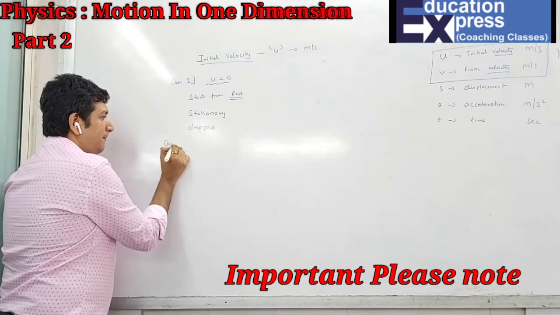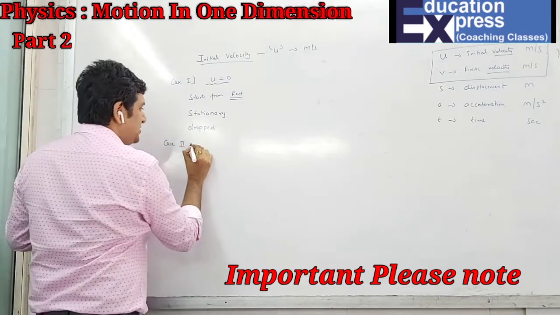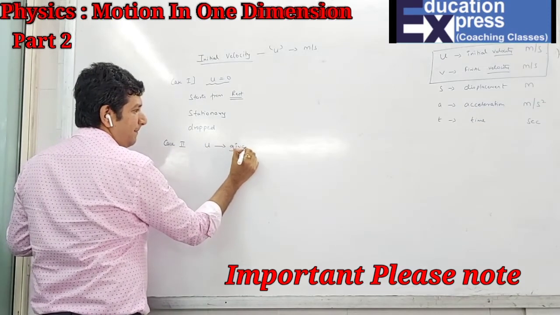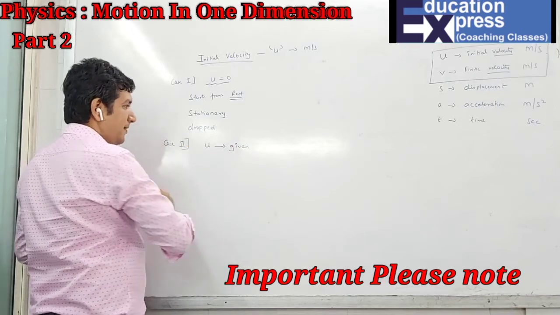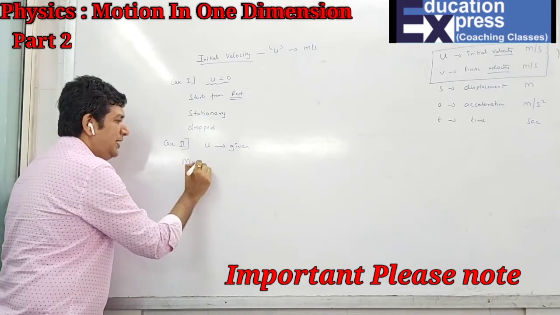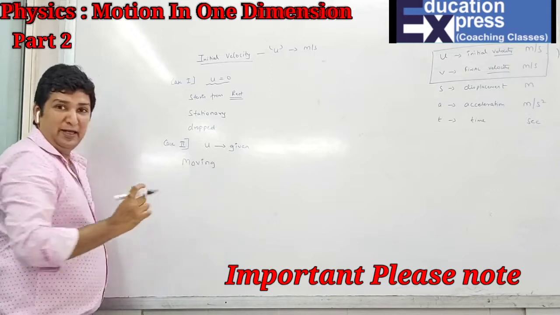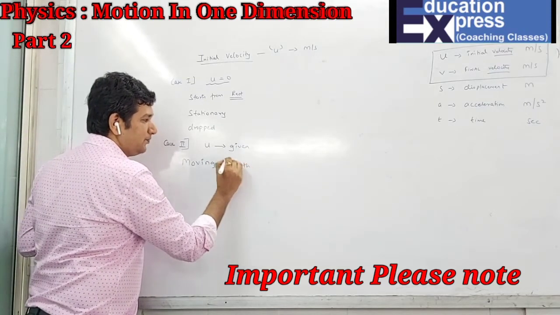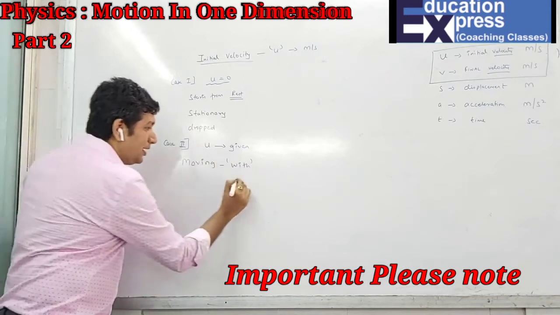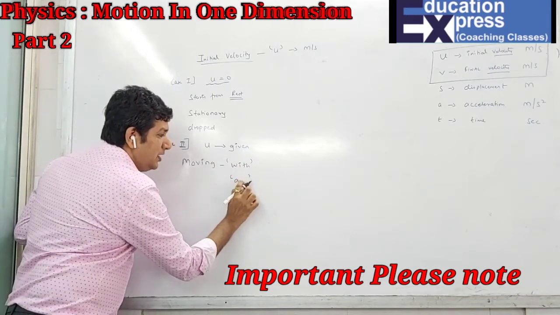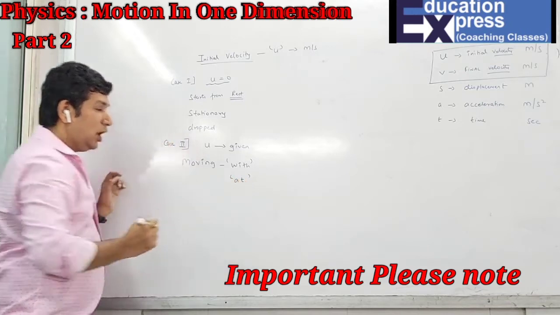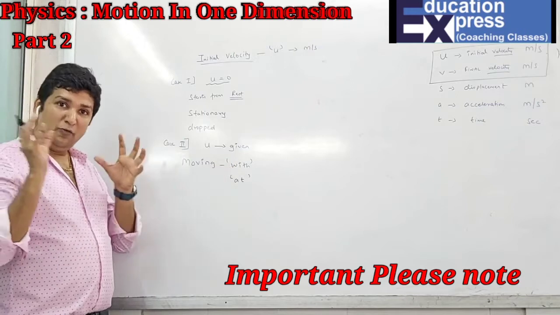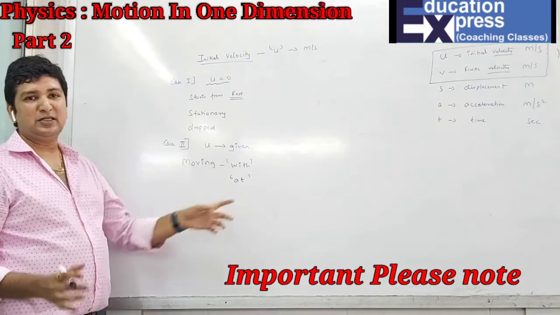Case 2: in what case can you say that initial velocity is given? When they say that the body is moving, and along with moving, they use two words. One is "with" and the second is "at". If these two words are used along with the body's velocity, that means "with" and "at" will always tell you that initial velocity is given.